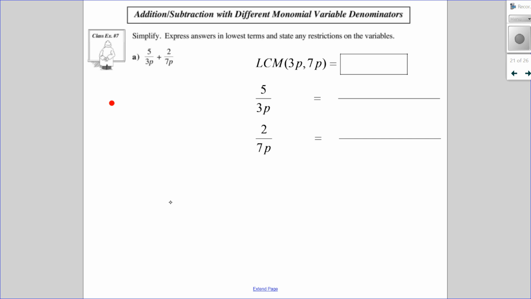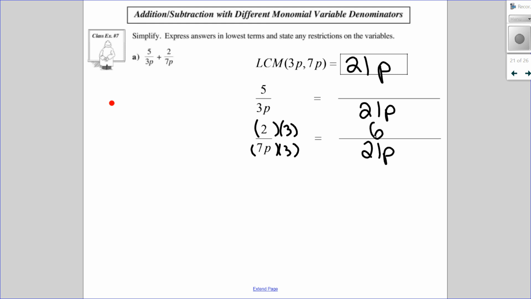So 3p and 7p. First thing I want to do is come up with the lowest common multiple between 3 and 7, and that's 21. Lowest common multiple between p and p is just p. So I'm going to change each one to be out of 21p. To go from 7p to 21p, I multiply by 3. So to be fair, I multiply my numerator by 3. To go from 3p to 21p, I multiply by 7. So to be fair, I multiplied this guy by 7 as well. And then I'm ready to add.